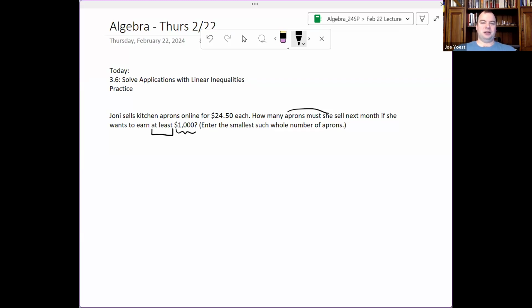In a previous section, this might have been wants to earn $1,000 or wants her earnings to be $1,000, and that would be the "is." But now she wants to earn at least $1,000. So let's look at the two phrases. One phrase that's being related is $1,000. Another is how many aprons she sells. Well, let's let N be the number of aprons she sells, and we know that she makes $24.50 per apron.